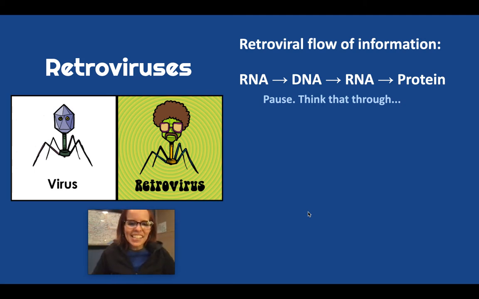Sorry, brain fart. The central dogma says information flows from DNA to RNA to protein. However, in this circumstance, in retroviruses, we start with RNA. RNA is our initial source of information. It gets converted into DNA and then converted back into RNA and into protein after that.